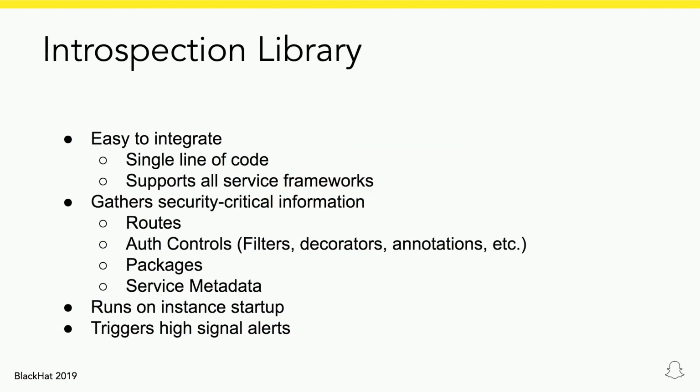And this is a simple library. It's a line of code to integrate this into any service, and it gets a lot of information about the service that we care about. So it's gathering the routes, the auth controls, it gets all the package info, and a few other pieces of metadata, and we want it to run just on instance startup, so that it's not consuming resources throughout the lifetime of the instance, and the footprint that it will have on people's services is pretty predictable. And because of the information that it's gathering, we can trigger some high signal alerts that we can operate on, so that while services are figuring out their migration strategy over to the mesh, we can have a lot of confidence in their current posture.